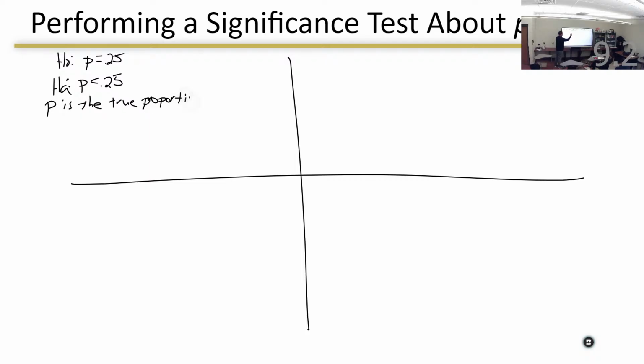And then I have to say p is the true proportion of students at this school who have a part-time job.